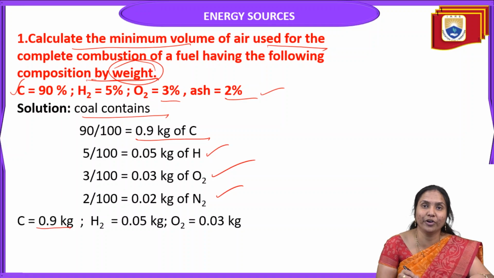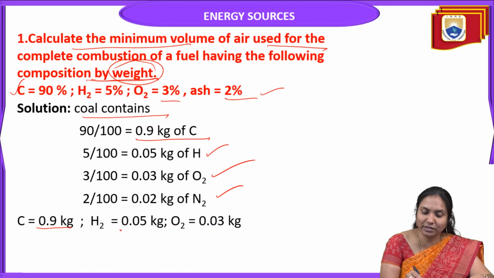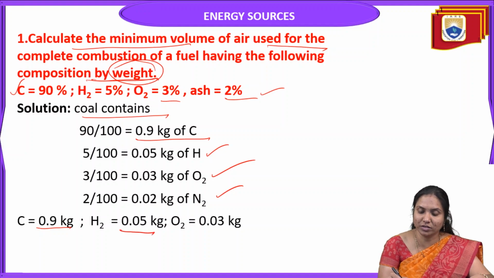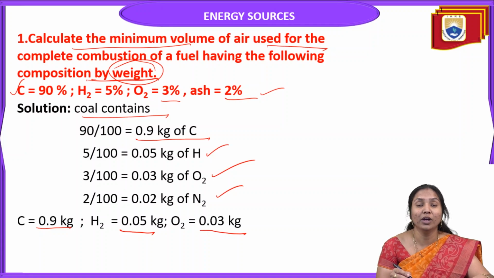So the fuel contains carbon 0.9, hydrogen 0.05, oxygen 0.03, and nitrogen 0.02, but we can ignore nitrogen because it does not participate in the combustion reaction. That means for burning purposes it doesn't require oxygen, so we can ignore this value of nitrogen.